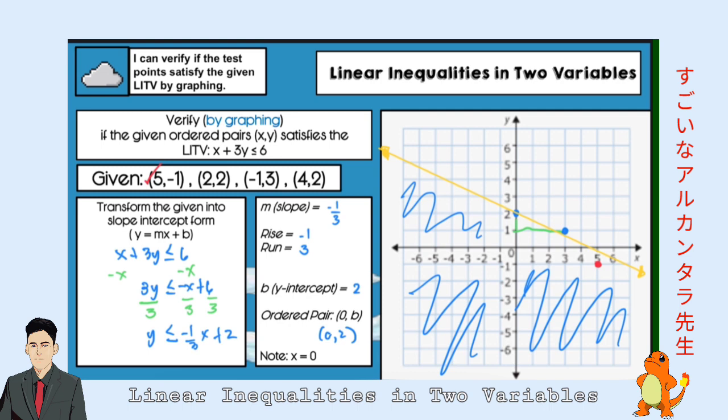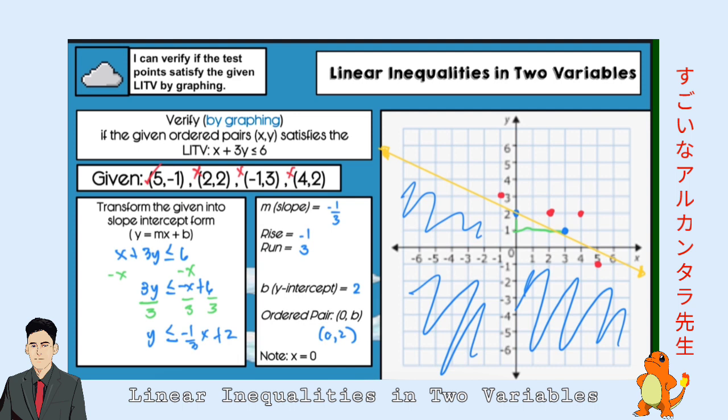2, 2 though is somewhere outside. So that is not a solution. Negative 1, 3 is also outside. So that's not a solution. How about 4, 2? 4, 2 is somewhere here. It's also outside. So it's not part of the solution. Remember again, it's part of the solution if it's within the shaded region. And if the boundary line is solid, if it's on the line, it is part of the solution. So that is it. That's how you verify if the given test points satisfy the linear inequality by graphing. And the previous one is by substitution.